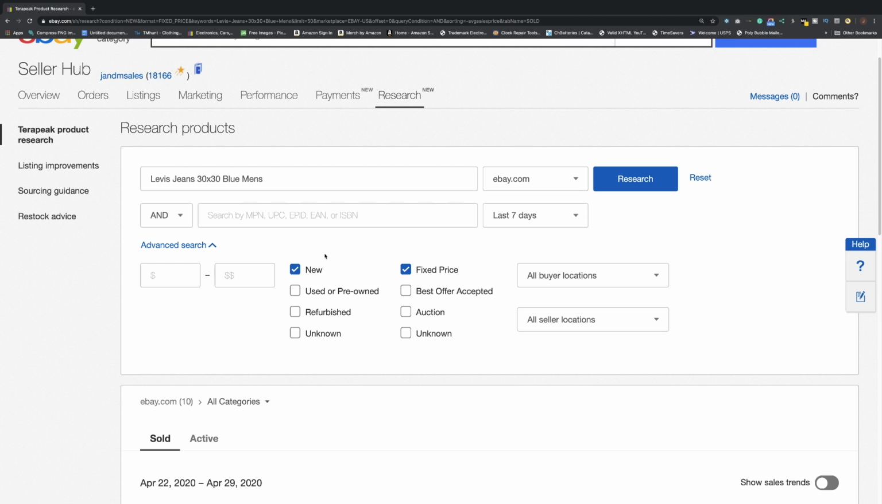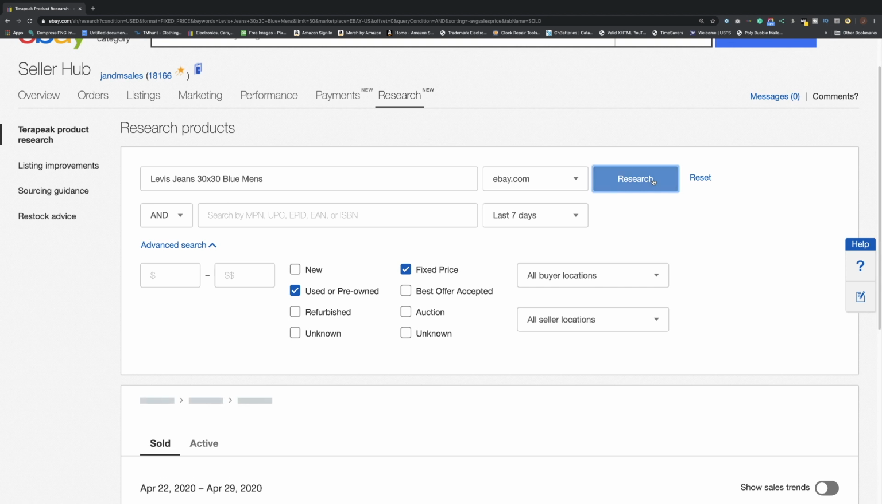So I hope you liked this tutorial. I hope it wasn't too long. I really wanted to get into more of the advanced features of this, and you can do this for anything. I don't care if it's jeans, hubcaps for your car, or tools. All the principles still apply. New, used, whatever. Okay, so let's just do one more example on this. So used, let's get into a used. Take out the new. Again, still fixed price. I don't do the auction game. Let's research that and see what we get.